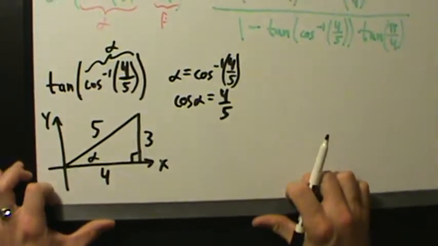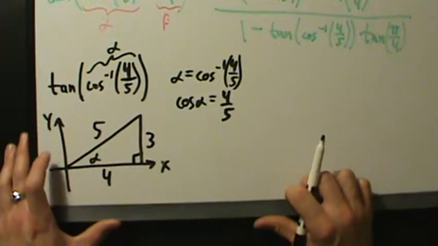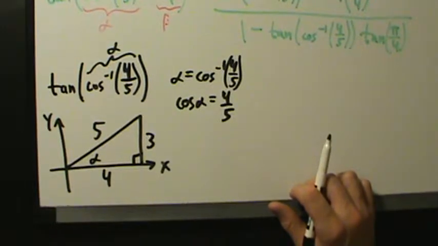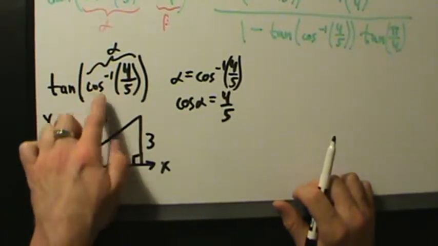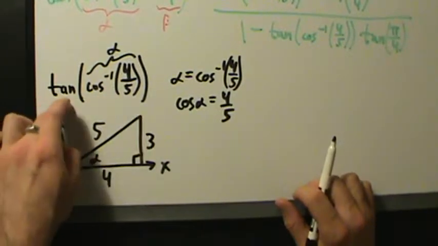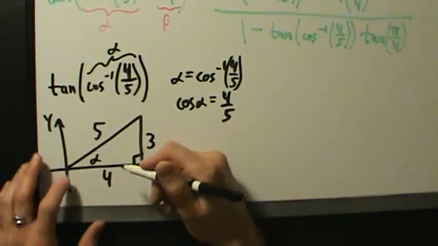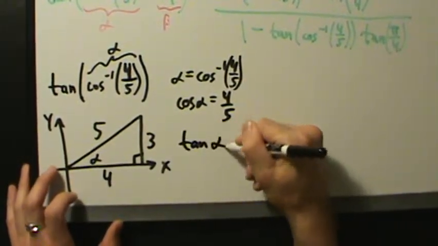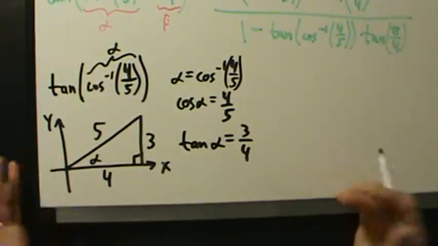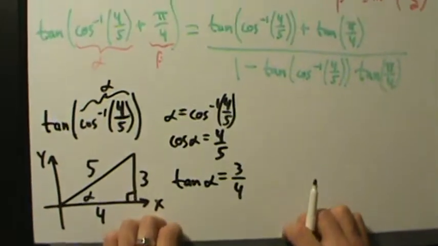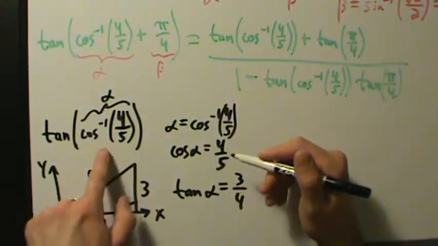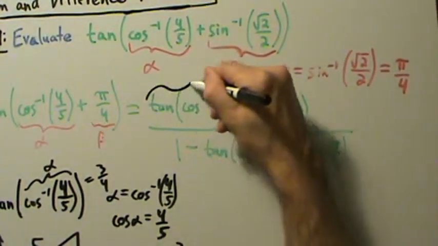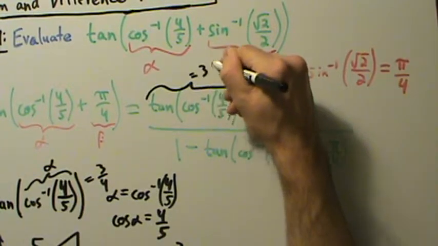So anyway, now what we want is the tangent of alpha. Remember, alpha is the inverse cosine of 4 over 5, and what we want is the tangent of the inverse cosine of 4 over 5, so really we want just the tangent of alpha. Tangent of alpha is opposite over adjacent, so tangent of alpha is 3 over 4. And that's exactly what we want here. So the tangent of the inverse cosine of 4 over 5 is 3 over 4.